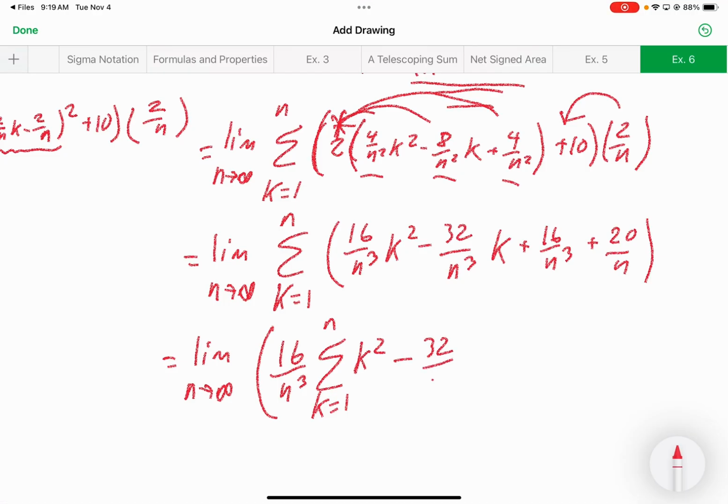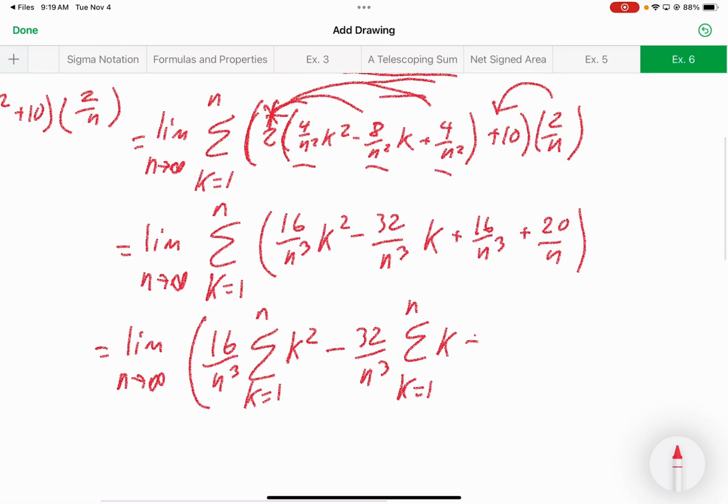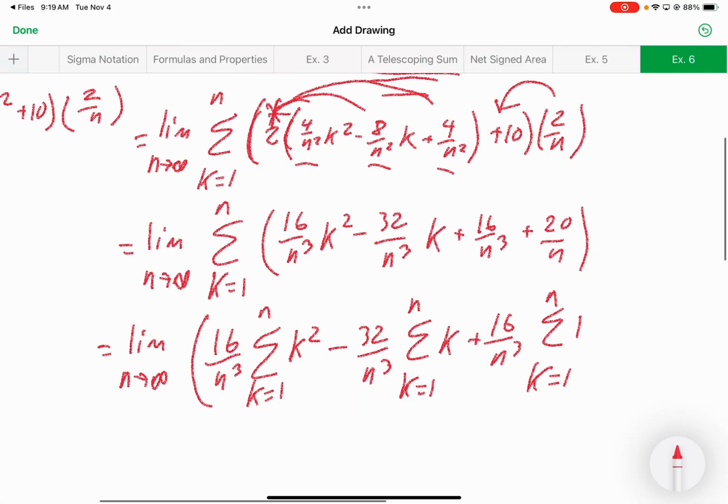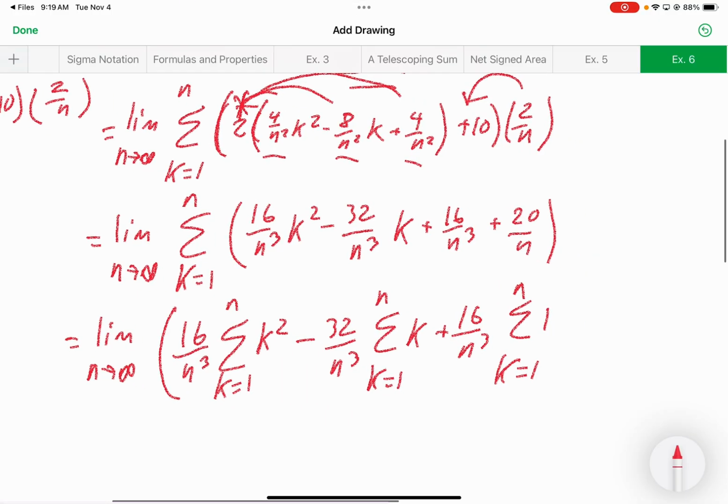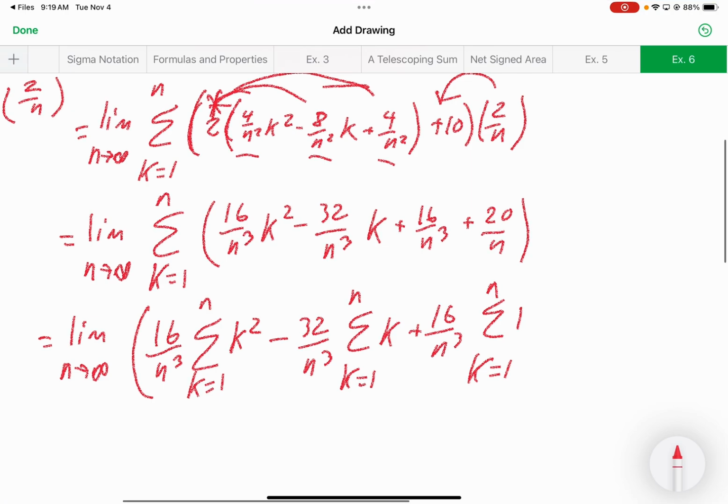minus 32 over n cubed, sum of k equals 1 to n of k, plus 16 over n cubed times sum of k equals 1 to n of, well, there's nothing left there, so I'm just going to put a 1 there. I could have left the 16, but whatever. And then plus my final sum of k equals 1 to n of, well, I'll just put a 20 over n in front of that, and then just put a 1 in front of there.